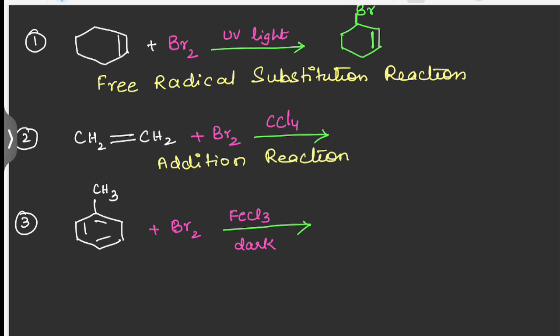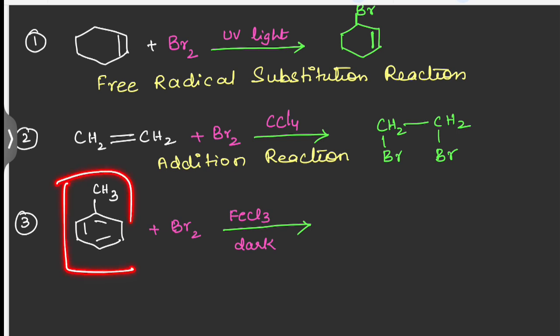In addition reaction, what you are going to do is, you are going to break this double bond, add one bromine atom to this carbon and another bromine atom to this carbon. So the product here will be CH2, single bond CH2, and one bromine is added to this carbon and one bromine is added to this carbon. So this is the product. In the third one we will see.